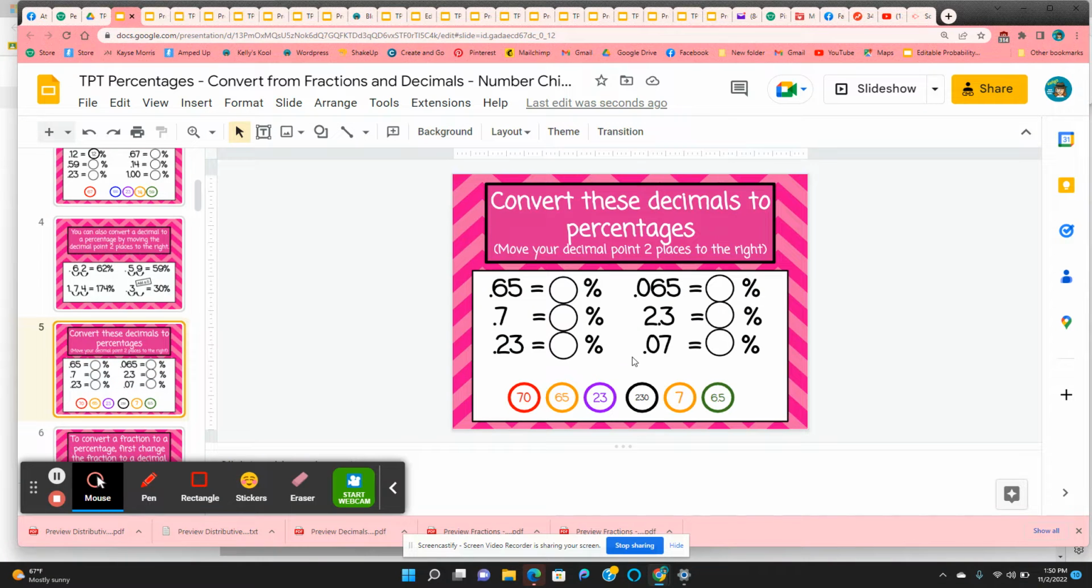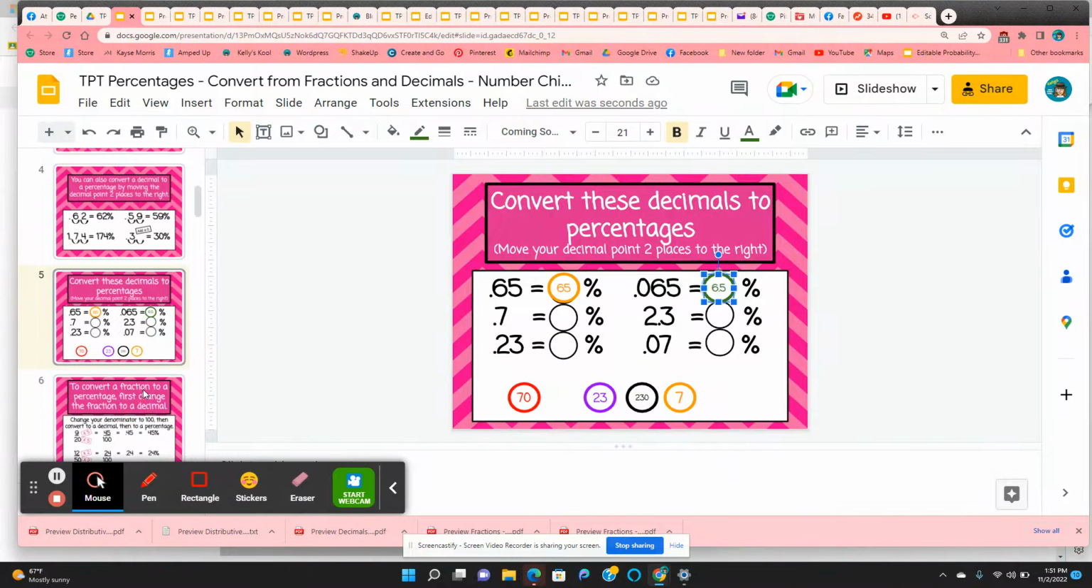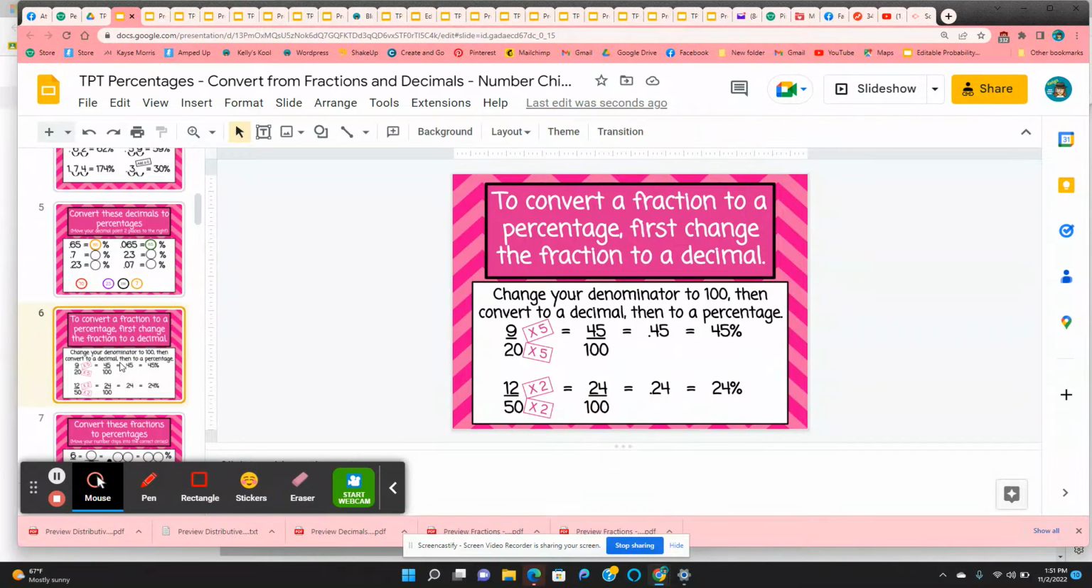So then they're going to be given a few more to work on. This is a little bit more difficult because we've got 65 hundredths and 65 thousandths. So if they move the decimal point correctly, they're going to get 65% here and 6 5/10% here. So they've really got to be paying attention and counting, moving the decimal point 2 places to the right.